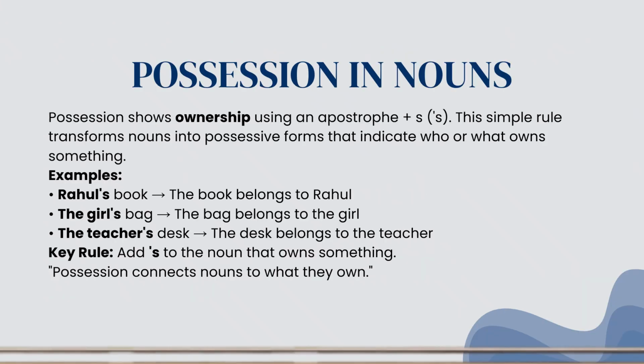Possession in nouns. Now let's talk about ownership. When something belongs to someone, example, Rahul's book, the girl's bag, we use apostrophe plus s. This shows possession. But be careful. Boys is not equal to boy apostrophe s, boys. One is plural. One is ownership.